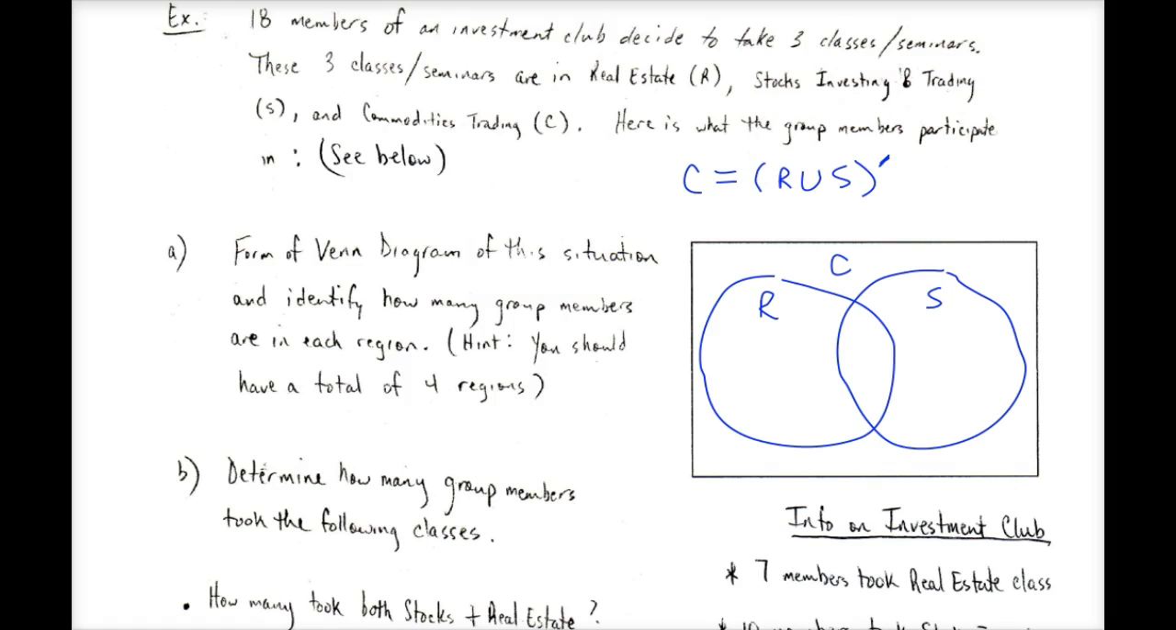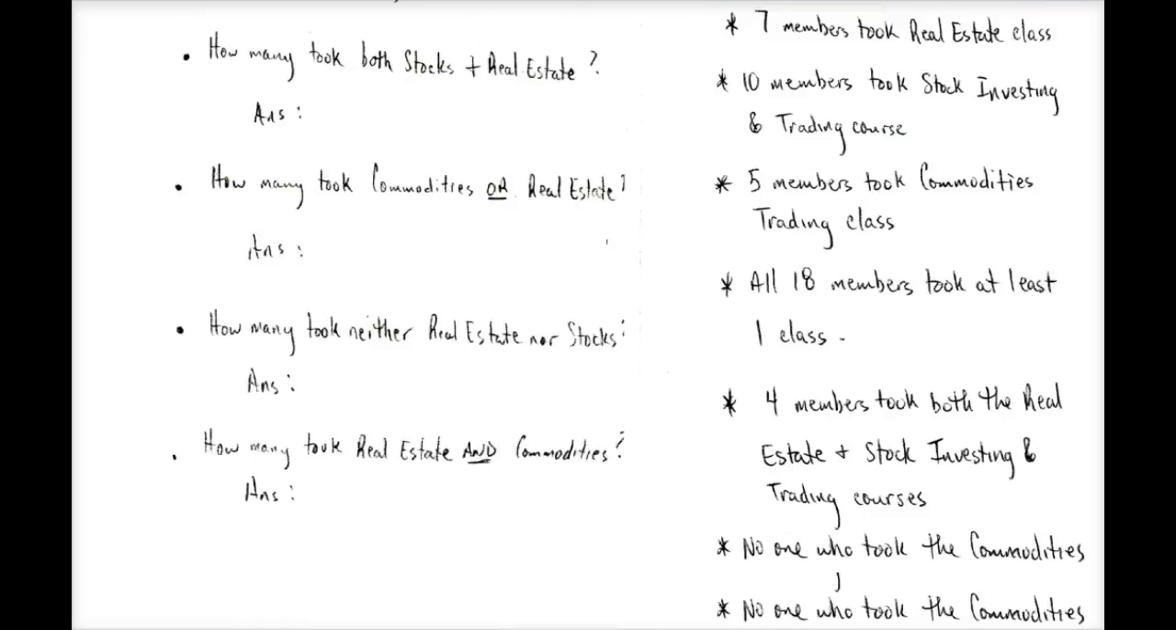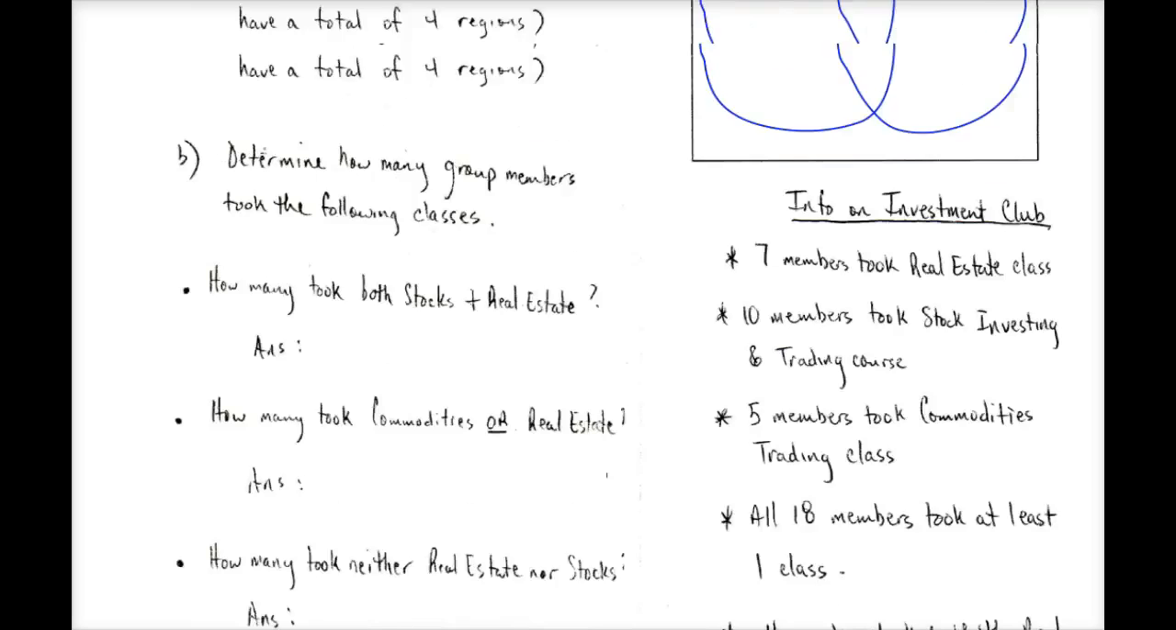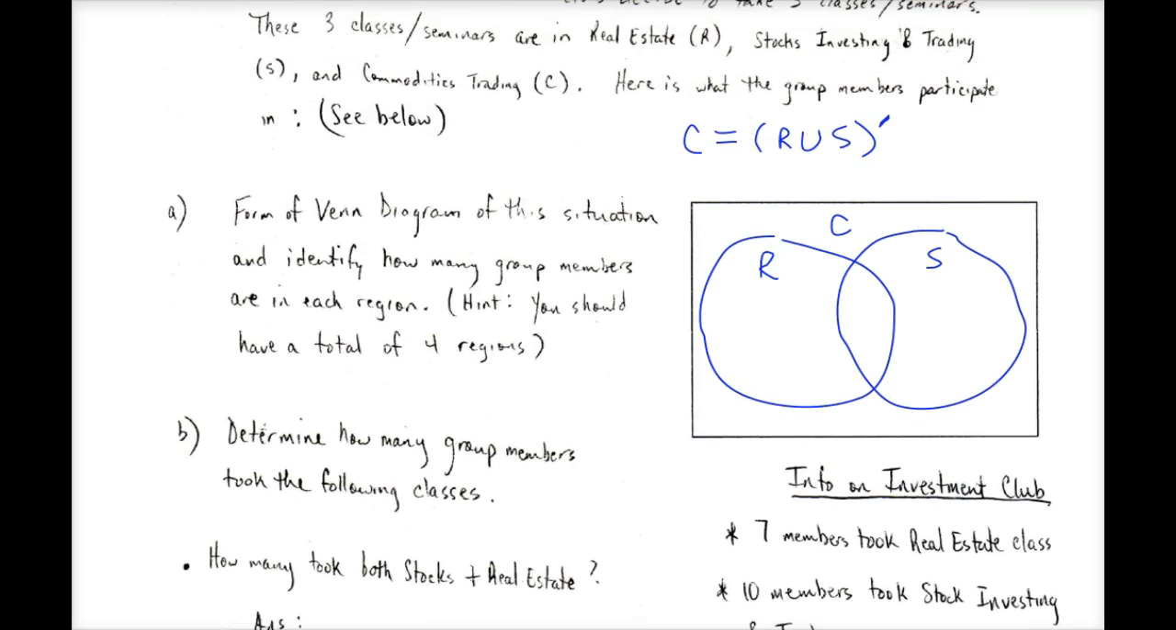If we scroll down, you'll see here that no one who took the commodities course also took the other 2 courses. We were told that 5 members actually took the commodities course, so we're going to start there. I'll do this in a different color. We'll just put the number of people who actually took the course in another color here. We know that 5 people need to be on the outside. Now I'm just going to put it in black.